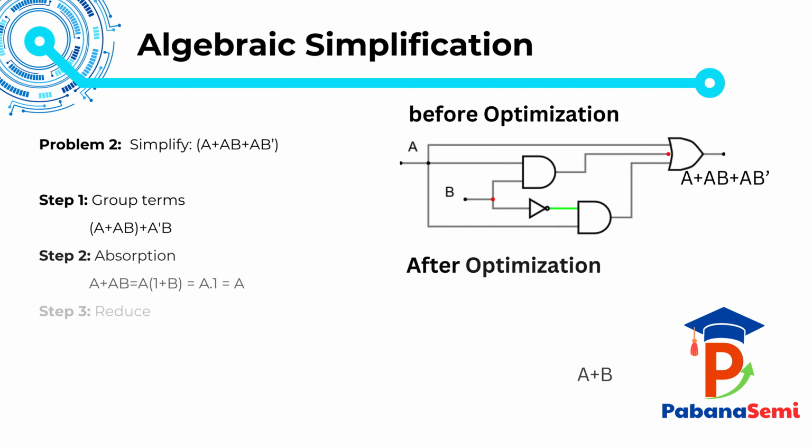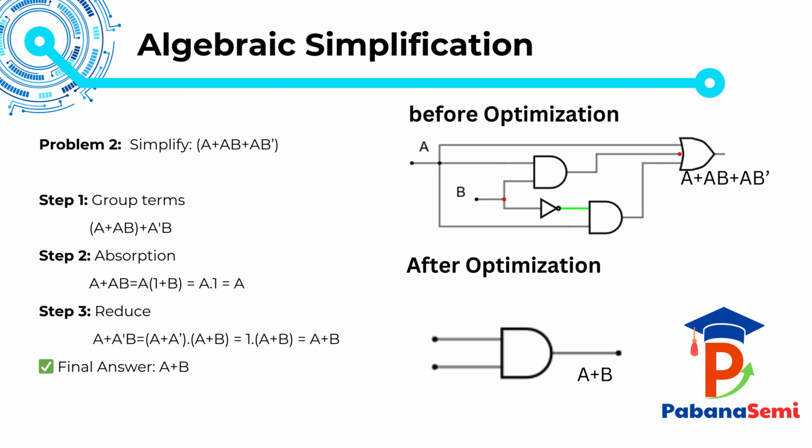Now let's simplify the Boolean expression, A plus A bar B plus AB. Step 1. Group the terms. First, we group the terms that have a common variable A, so we rewrite the expression as A plus AB plus A bar B. This grouping helps us apply Boolean laws more easily. Step 2. Apply the absorption law. Next, we simplify the grouped expression, A plus AB. According to the absorption law, A plus AB equals A, so the expression now becomes A plus A bar B.